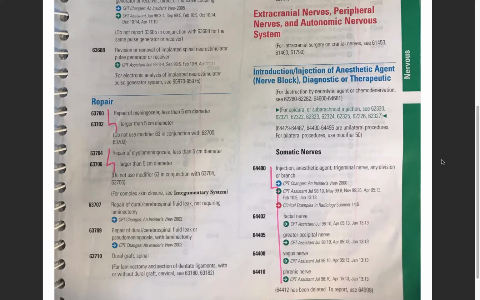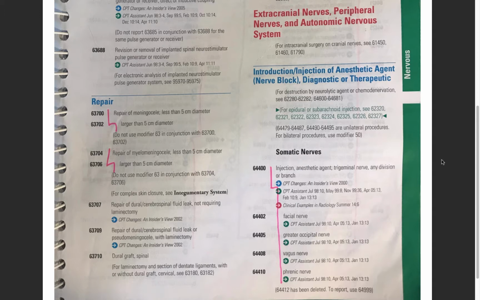Now we're going to look at the nerve block section. These are nerve blocks and the injections of anesthetic agents. Don't get these confused with the neurolytic or chemodenervation section. The first series is the somatic nerves. If an injection is done into a somatic nerve, it is one code. You just need to pick the nerve that was injected.